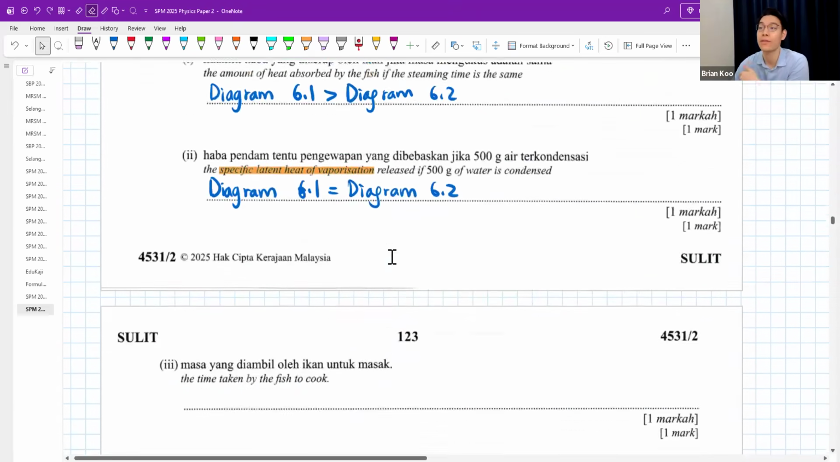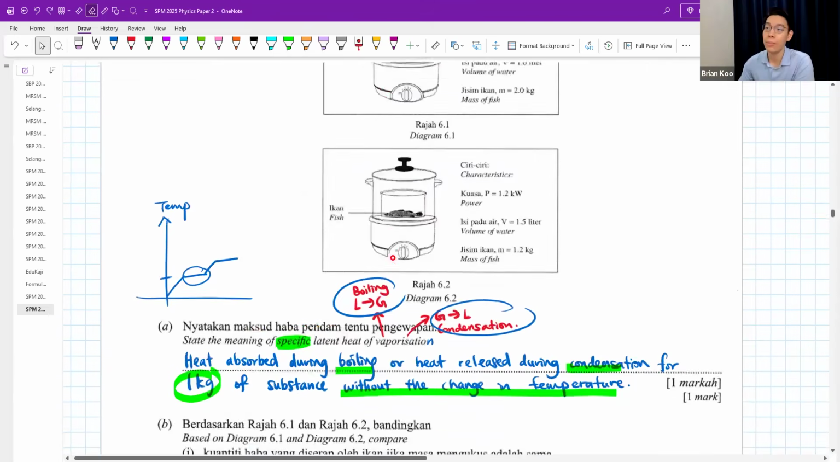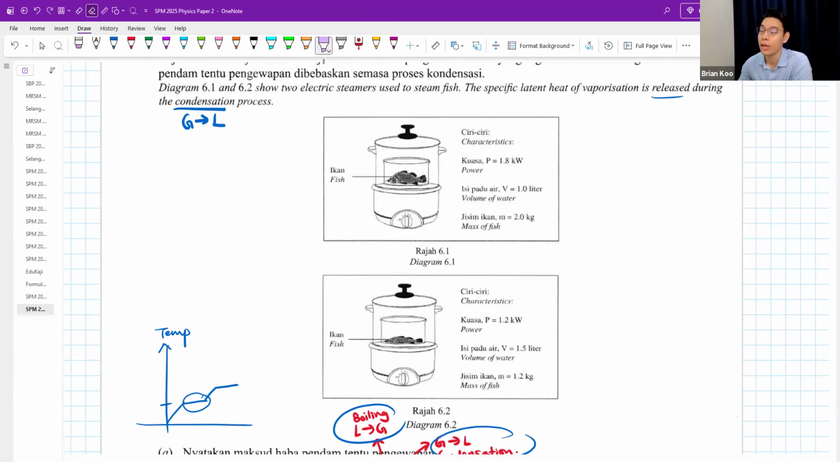Okay, time taken for the fish to cook. The problem is because the mass of fish is different, 2 kg and 1.2. The power is different. The amount of water is also different. So people will be thinking, oh, how do we see? Now, I don't think you have to look at the volume of water.